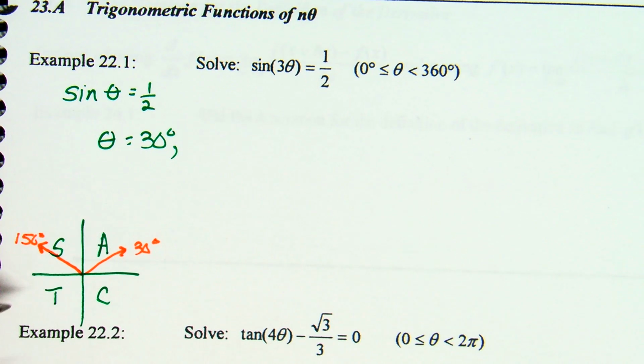Now, what about these bottom two quadrants? It's negative, so we don't have anything. Okay? And so it is 30 degrees and 150 degrees, and that's because those are my two positive quadrants, right?